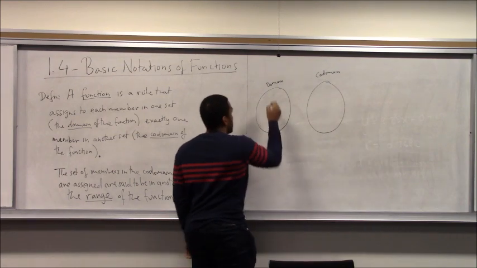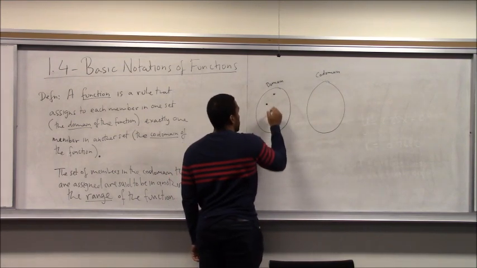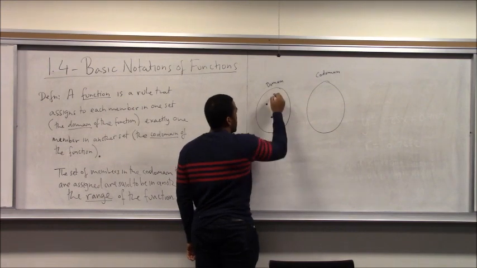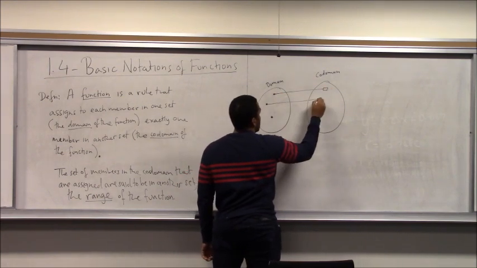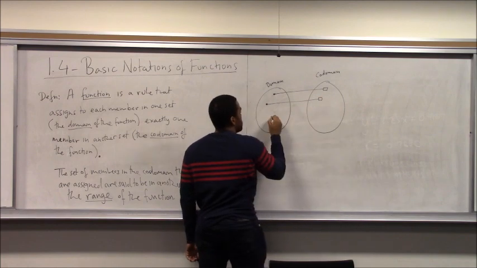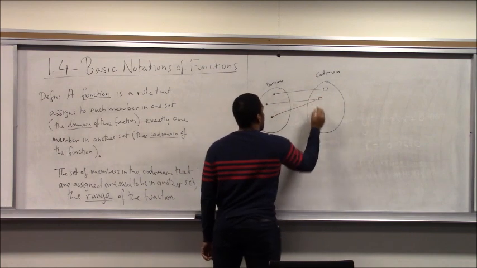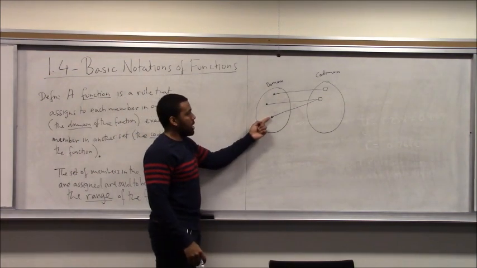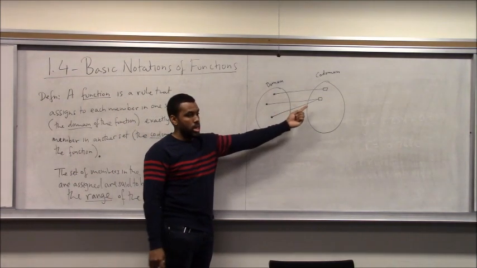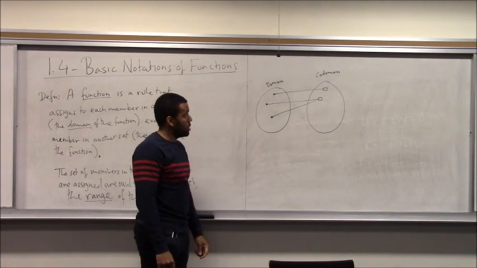So what a function does, it has a bunch of people over here, and it will connect each of those people to exactly one person over there. Now each person here can connect to the same person over there, that is possible, but it's important that there's only one line leaving each individual here and connecting to something over there, right?